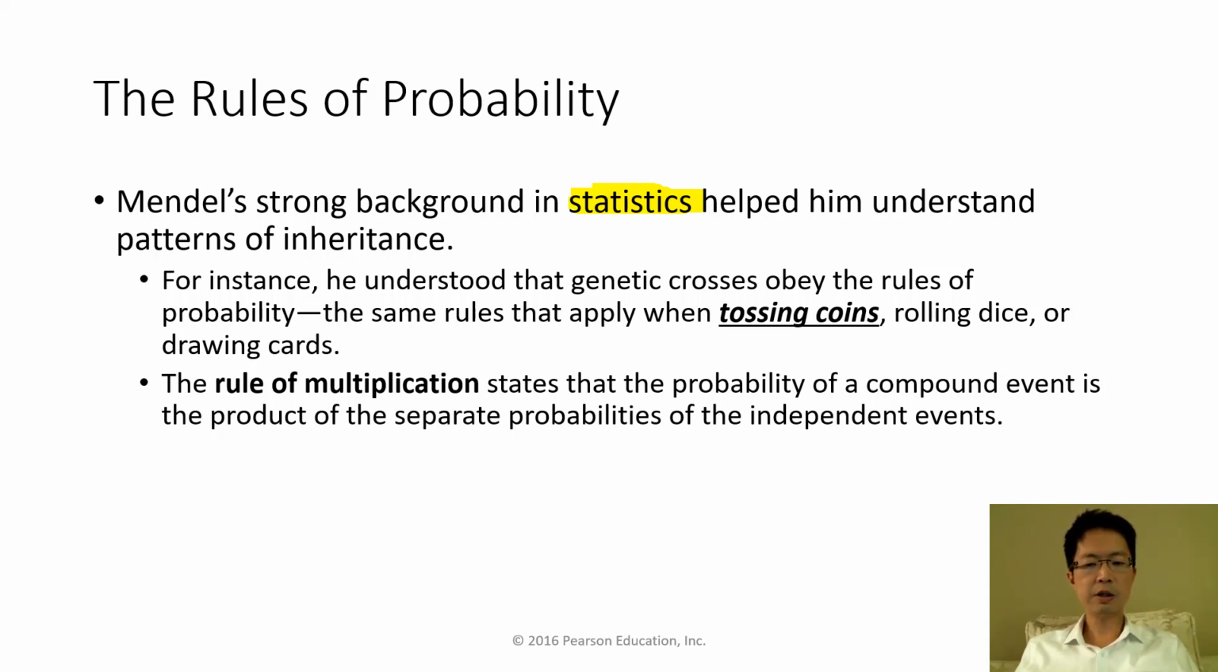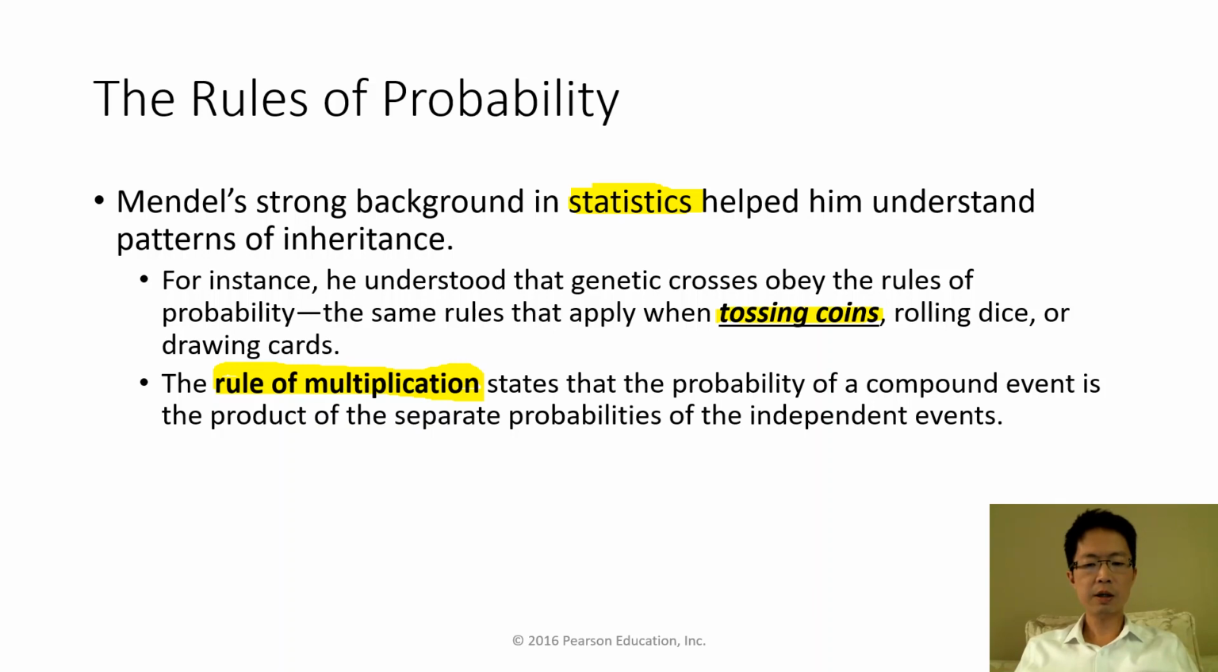It is the same as when we are tossing coins. Basically, in Valley College, the same Bio 3 class, they do the coin tossing experiment, so students can study genetics and the rule of multiplication.